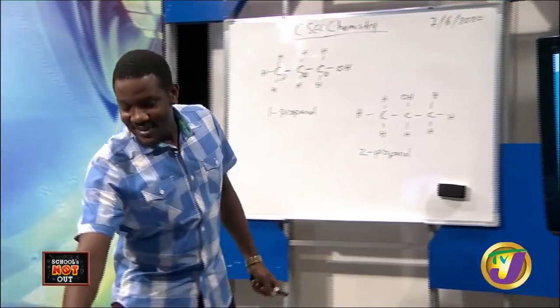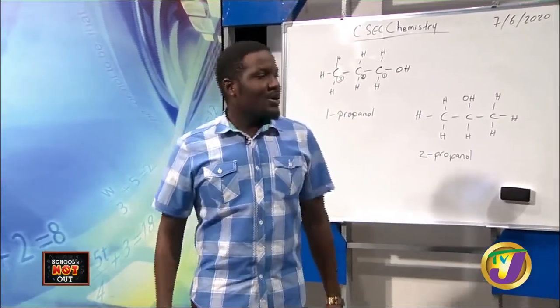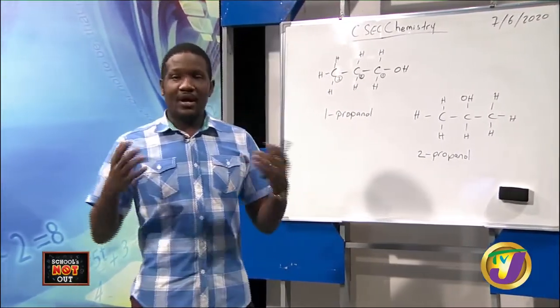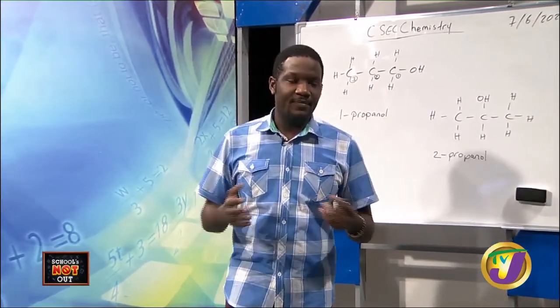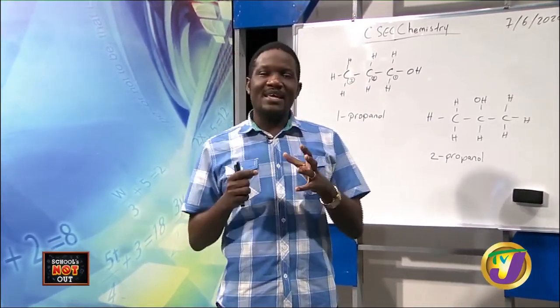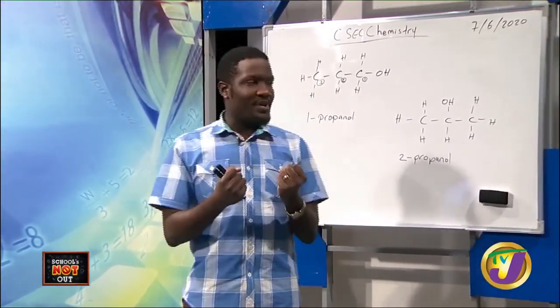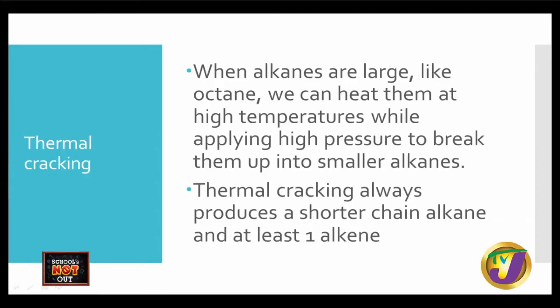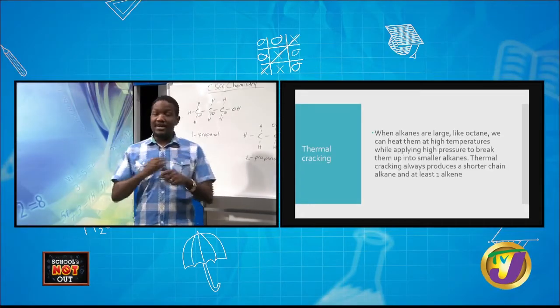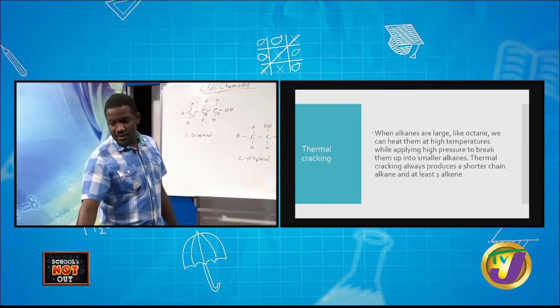All right. Now, thermal cracking. When alkanes are large, like our octanes and our decane, they're very large, we can heat them at high temperatures and pressurize them. And doing so will break them up into smaller alkanes. All right? Now, thermal cracking always produces at least 1 alkene. So if you get a question on thermal cracking, you must produce at least 1 alkene or your answer is incorrect. All right? So thermal cracking always produces at least 1 alkene.